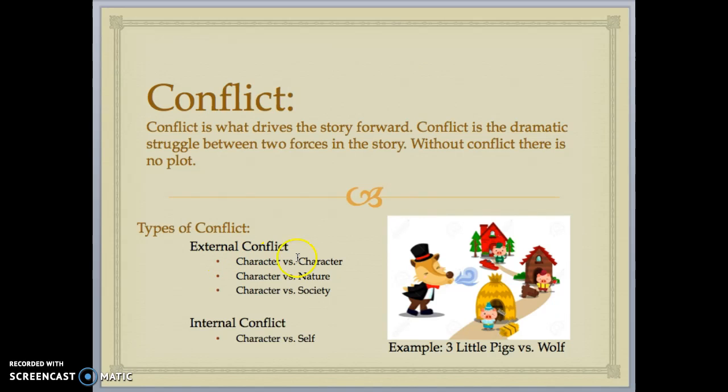External conflict, which is character versus character, character versus nature, character versus society, and an internal conflict, character versus the self, versus their mind. Using the example of the 3 little pigs, here you see the wolf versus the pigs. So that is an example of external conflict, character versus character.